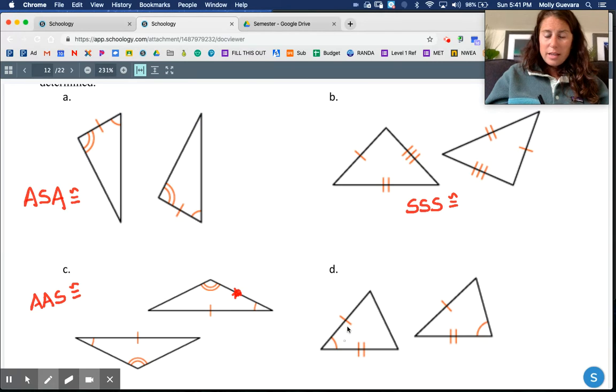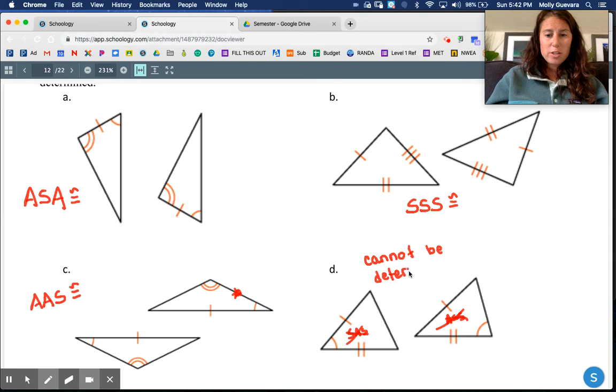And then the last one, I know side, angle, side on this triangle, and on this triangle, I know angle, side, side. So since I don't know the same thing in both triangles, this one is side, angle, side, and this one is angle, side, side. Since they're not the same, this cannot be determined. They could be congruent, I just don't have enough information to decide if they are or not. It cannot be determined.